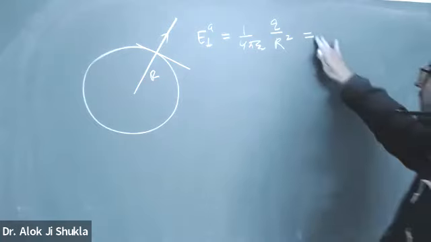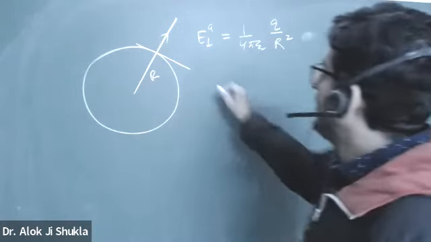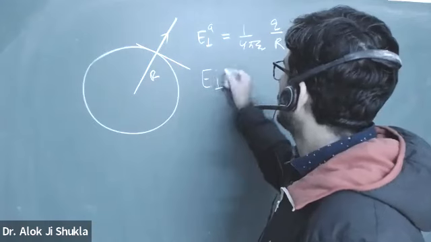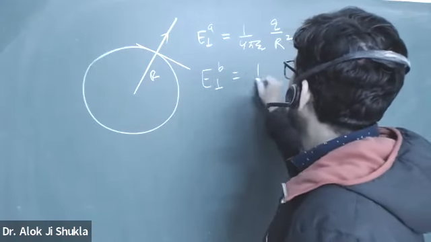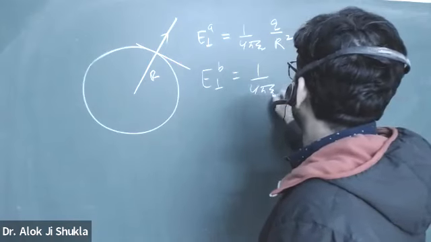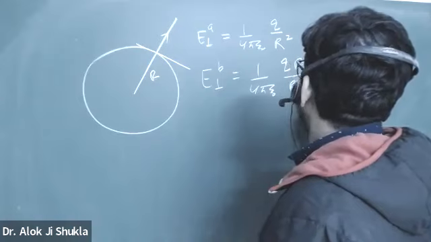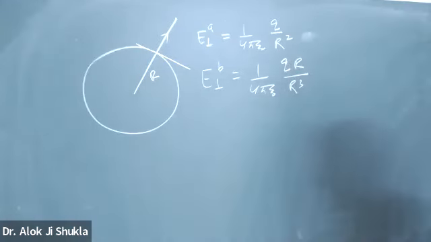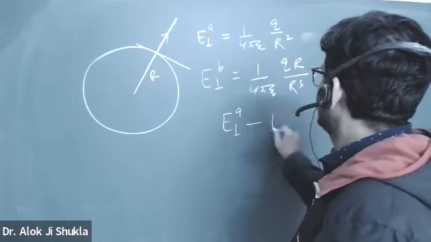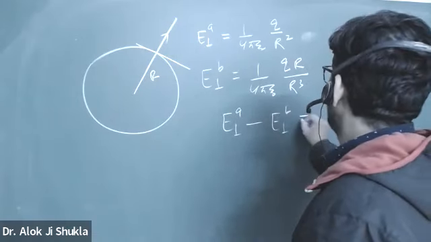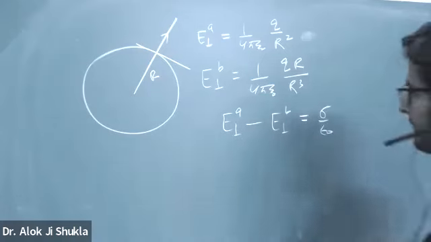Let me write it like this. E perpendicular above, E perpendicular below, what will it be? Because we have to compare both. E perpendicular below is 1/4 pi epsilon naught Q by R cube. So E perpendicular above minus E perpendicular below should be sigma by epsilon naught. That is what I told you.